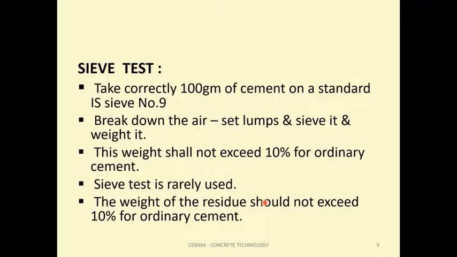Test procedure: we have to take 100 grams of cement on a standard IS sieve, that is the 90 micron sieve. Break down the lumps, sieve it, and weigh the residue. This weight should not exceed 10% for ordinary cement. The sieve test is rarely used, and the weight of residue should not be greater than 10%.